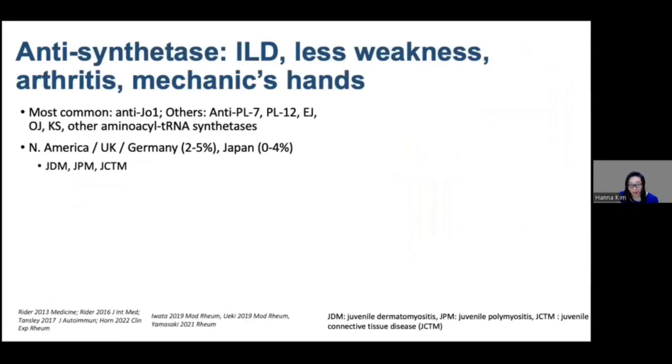Antisynthetase is the next myositis-specific antibody that I'll discuss. You may be most familiar with anti-Jo1, which is one of the antisynthetase autoantibodies. In general of note, this is the most common autoantibody in adult myositis, but it's much less common amongst kids or juveniles. And there are many other amino acyl tRNA synthetases that are part of this group. In North America and European cohorts, it's between 2 to 5% of juvenile myositis, whereas in Japan, it's between 0 to 4%. This includes juvenile dermatomyositis with skin rashes, juvenile polymyositis without skin rash, and the overlap myositis.